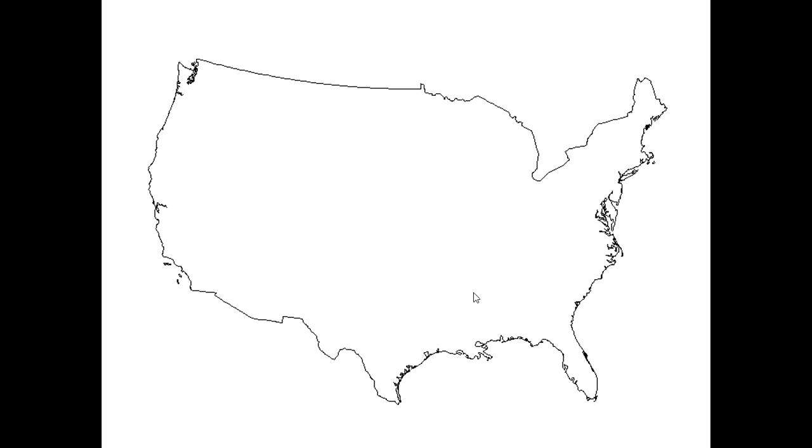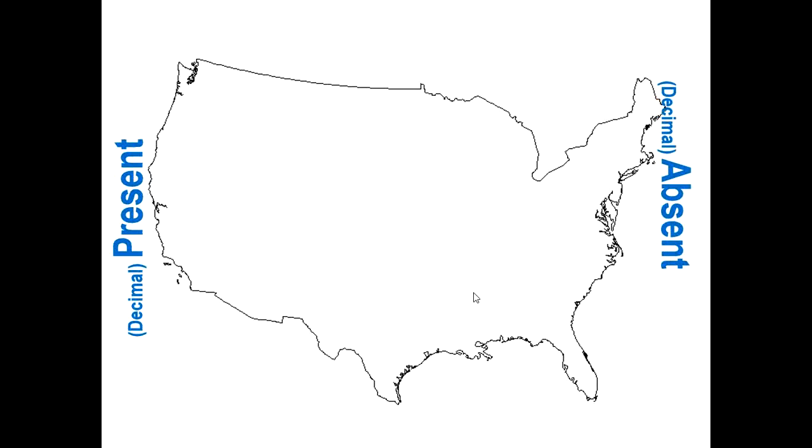Let's talk about oceans. What's on the left side of the US, and what's on the right side of the US? On the left, on the west coast, we have the Pacific, and on the east coast, we have the Atlantic Ocean. Well, the P in Pacific is going to stand for decimal that is present, and the A in Atlantic is going to stand for decimal that is absent.